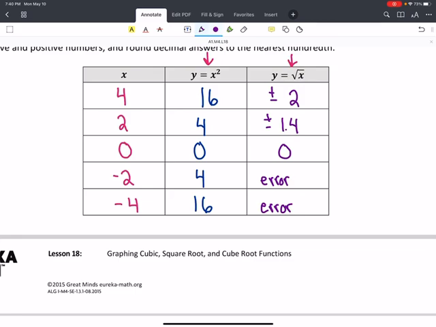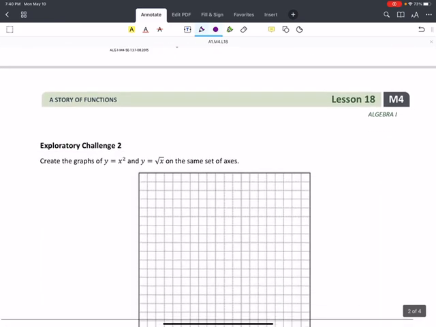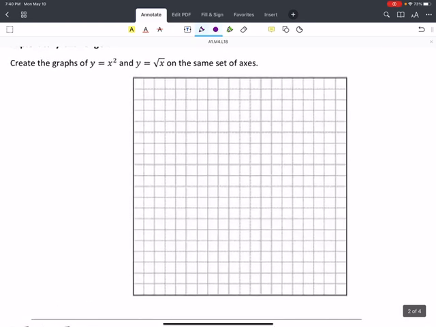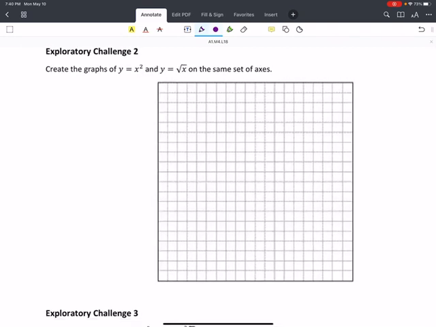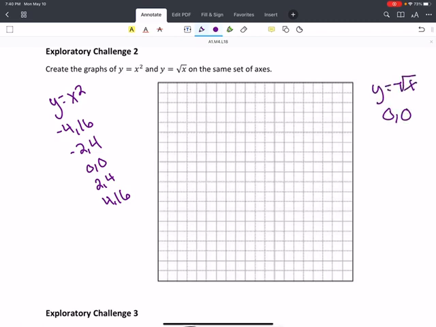All right, so let's turn the page. Now I want you to graph these on the same set of axes. There's a couple ways you could do it. We could use those points that we came up with a while ago. So we did y equals x squared. We had the points -4, 16, -2, 4, 0, 0, 2, 4, 4, 16. You could go graph those points. When we did y equals the square root of x, we had 0, 0, 2, 1.4, 1, I think it was, and then 4, 2.